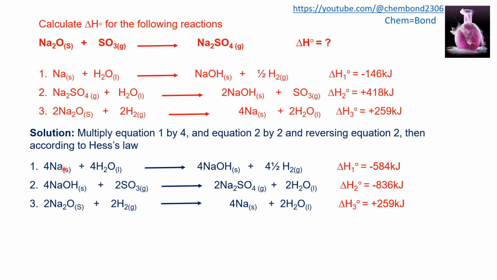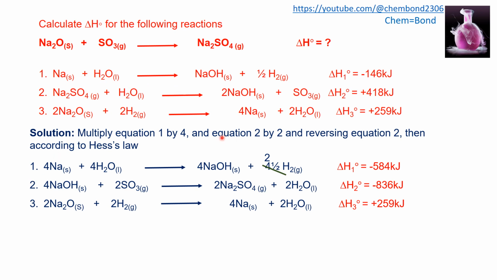So 4 moles of sodium solid will react with 4 moles of water and produce 4 moles of sodium hydroxide, and half moles are already present and we have multiplied it with 4. So 4 and 1 by 2 moles of H2 hydrogen gas. Now this 4 and 1 by 2 will cancel out with 4 and produce 2. So here the 2 moles are present by multiplying it with 4.